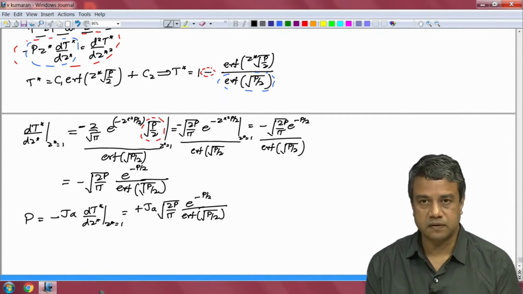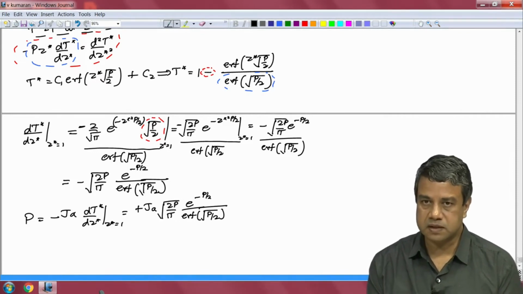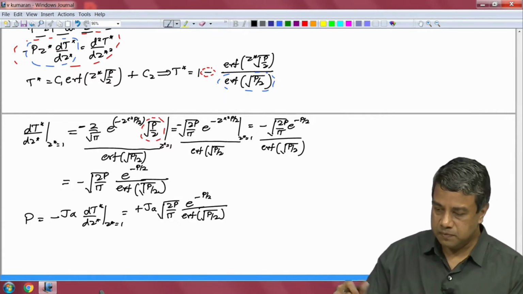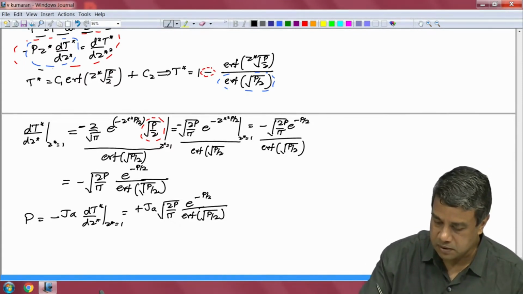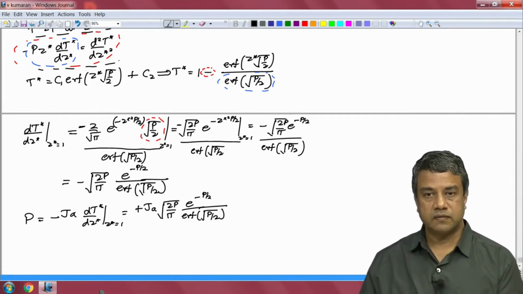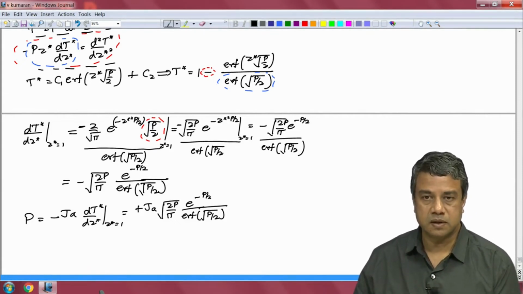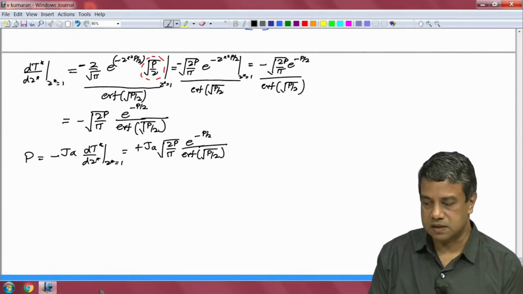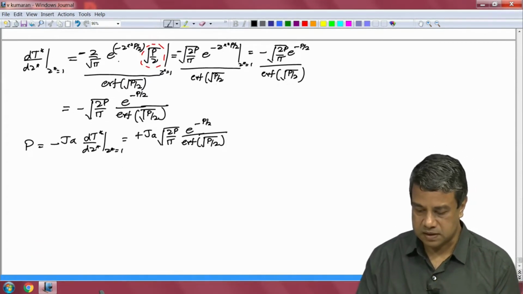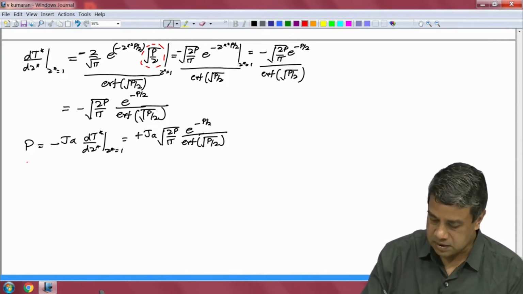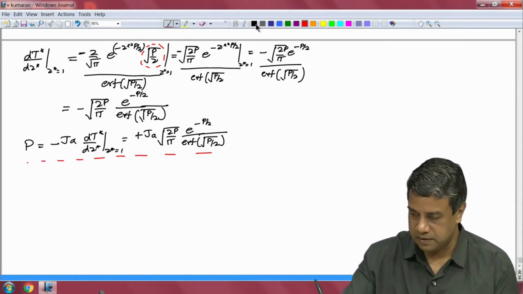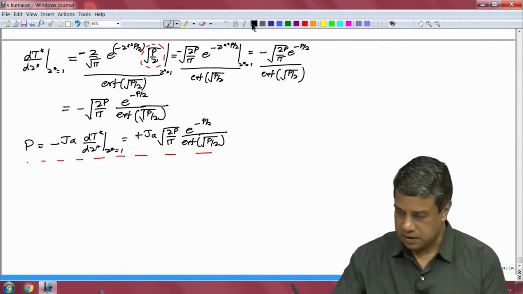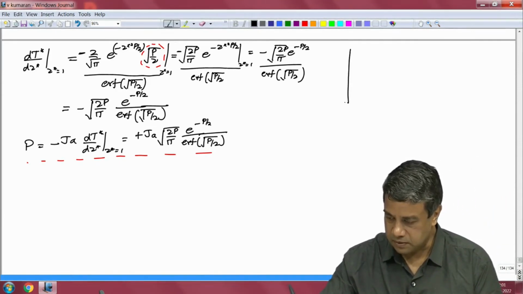So, given a value of Jakob number, I will find out what is the value of p which satisfies this relation, and that is the value of p that should be substituted into this equation, so that the solution is self consistent. So, this is an implicit equation which has to be solved. And this has to be solved numerically.